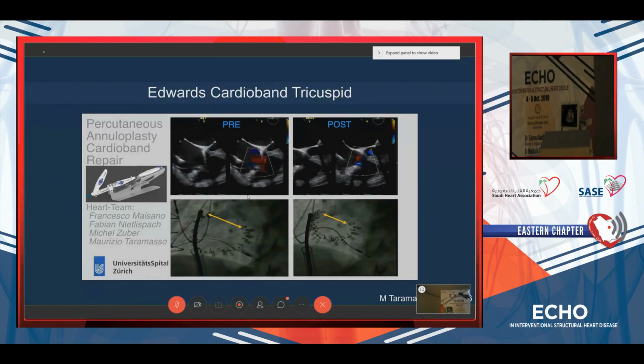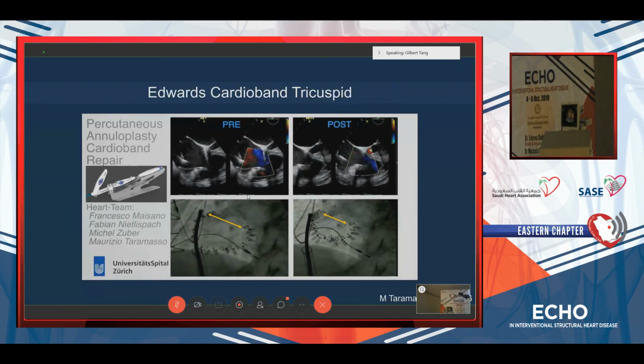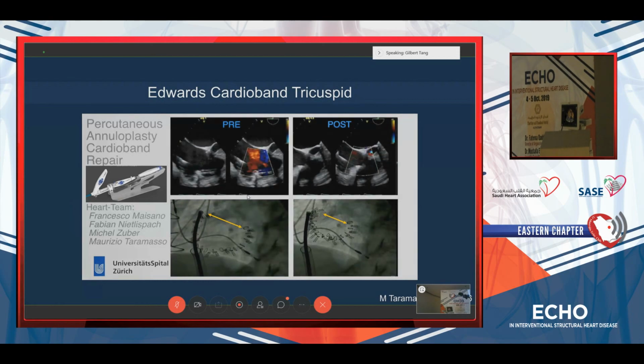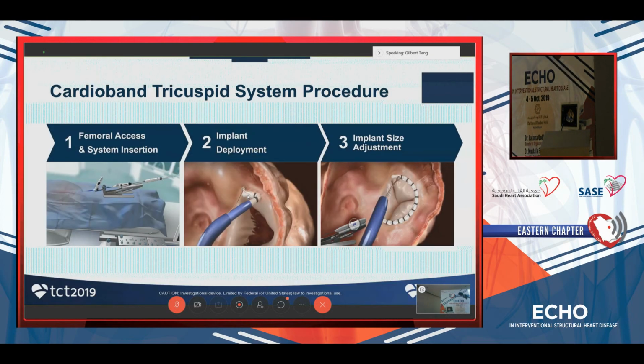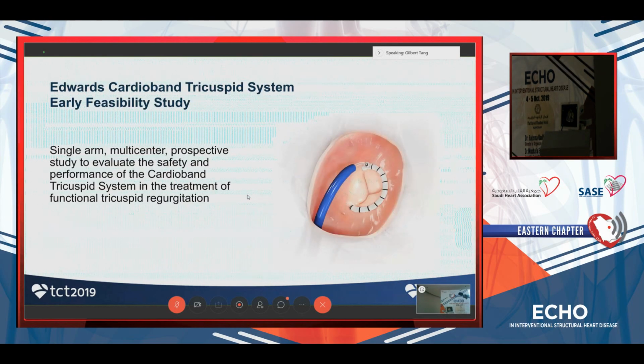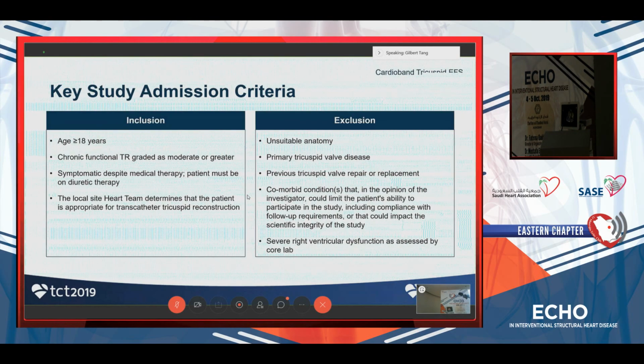Now, there's also direct annuloplasty with the Edwards Cardioband. You can see here that you can cinch the device directly. This is done percutaneously. And again, there are deployments in a stepwise fashion. We just reported again at TCT a single arm 30-day result. These are the inclusion criteria, and these are the primary endpoints.